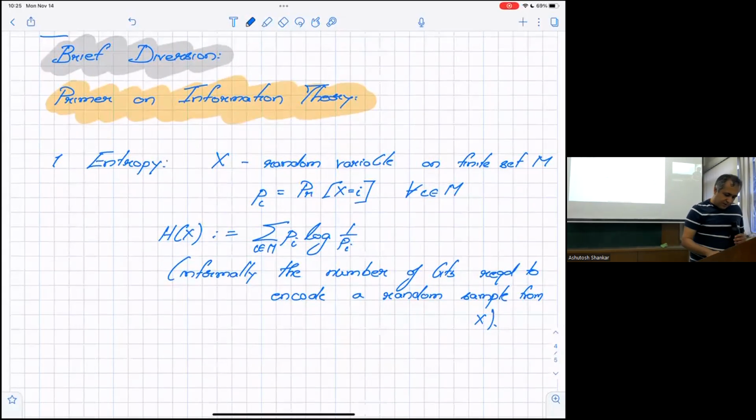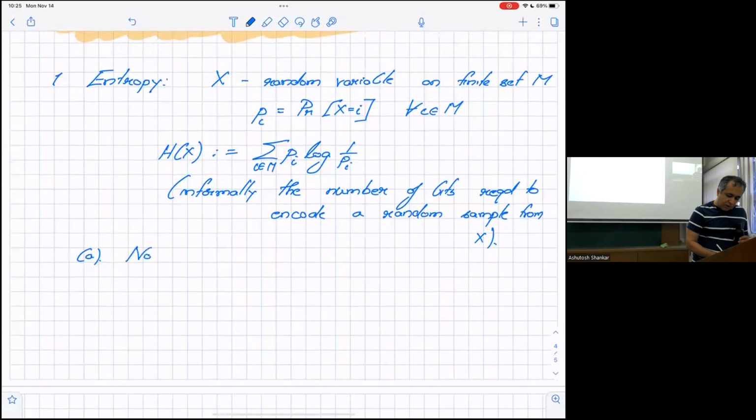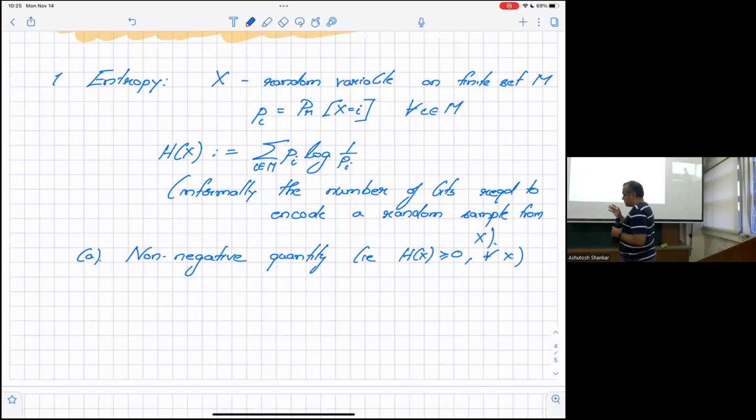Okay. So we will need several properties of it. We won't prove these facts, I'll state them without proof, but they are easy to prove. First, this is a non-negative quantity. Never less than 0. H(X) is greater than or equal to 0 no matter which random variable, and H(X) is 0 precisely when the random variable is deterministic. That is, there is no probability involved. It's a deterministic random variable.